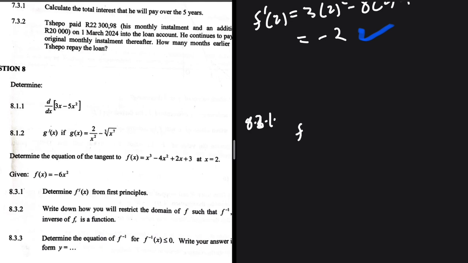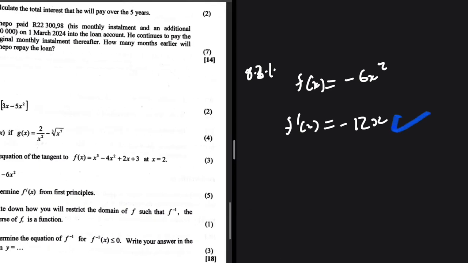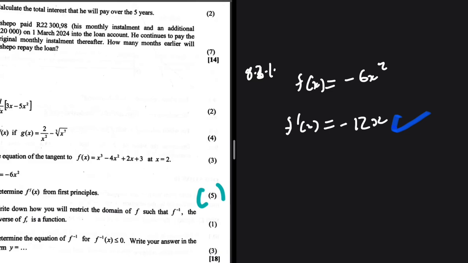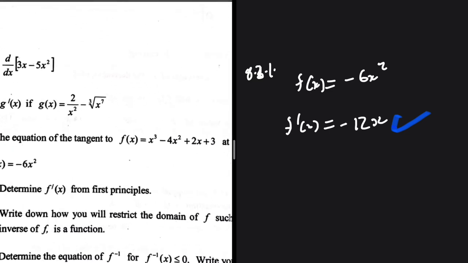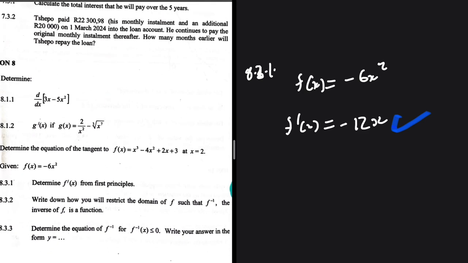And then 8.3.1, we're supposed to find f prime of x using first principles, if f of x equals minus 6x squared. I'm not going to do this one just for the sake of time. But ultimately, the answer we should get is f prime of x equals minus 12x. But you're supposed to use first principles. You can see the mark allocation is 5. Easy marks, really. Free marks. You're supposed to use first principles, not the power rule. The power rule just helps you to see if you've done the correct thing.